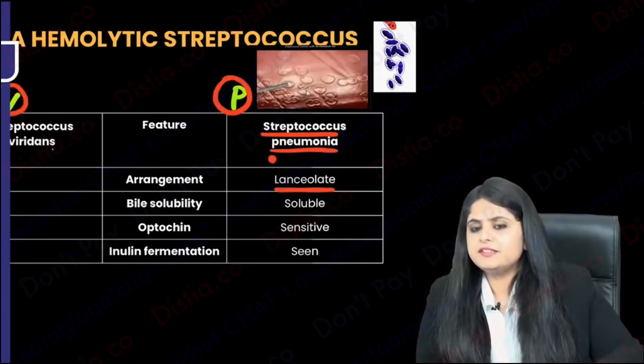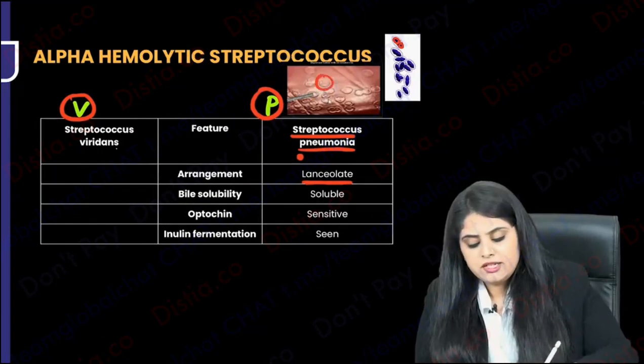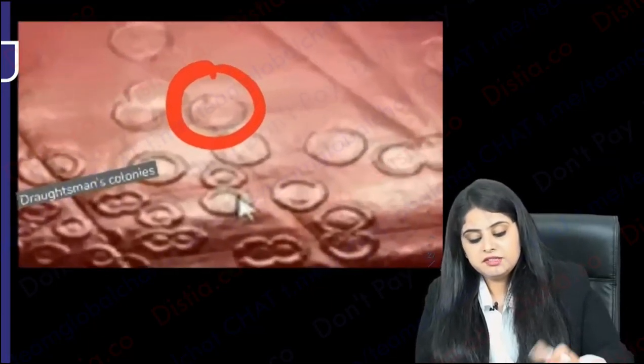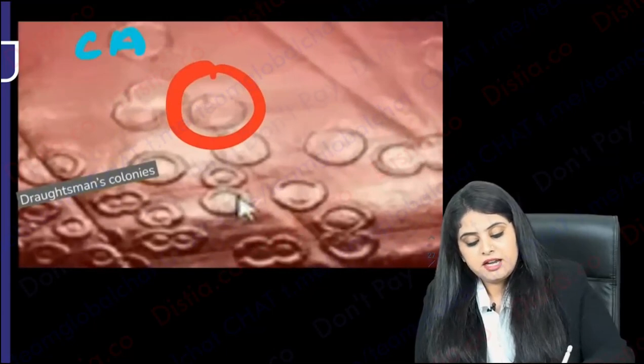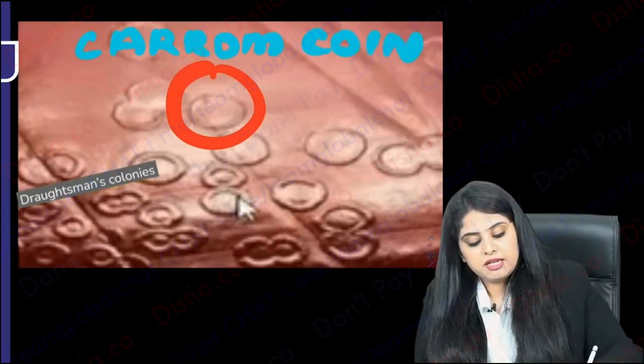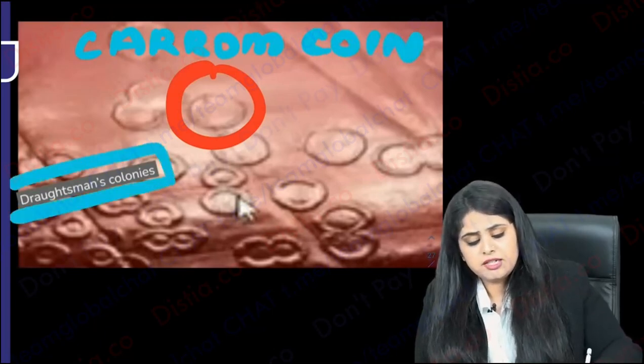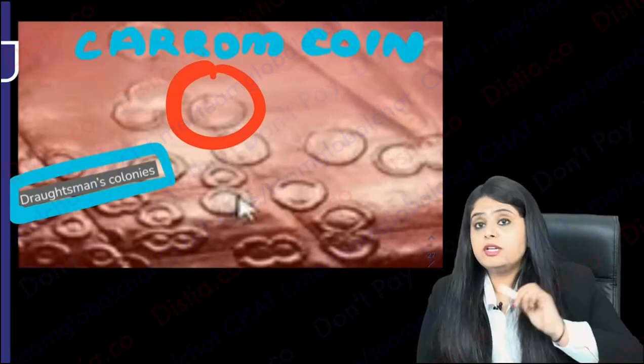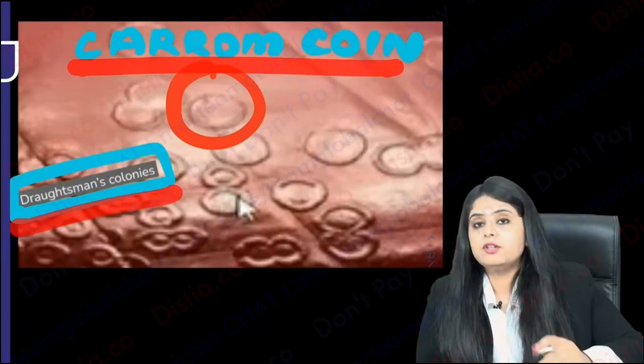How did it get a license? For what? Can you see what colonies it has? It has the very, very famous Carrom coin colonies. These are said to be the very famous Carrom coin, also given another name called Draughtsman. All these pictures I'll show you in a while again. Right now I'm giving you an introduction. They are going to get a Carrom coin or a Draughtsman colony.